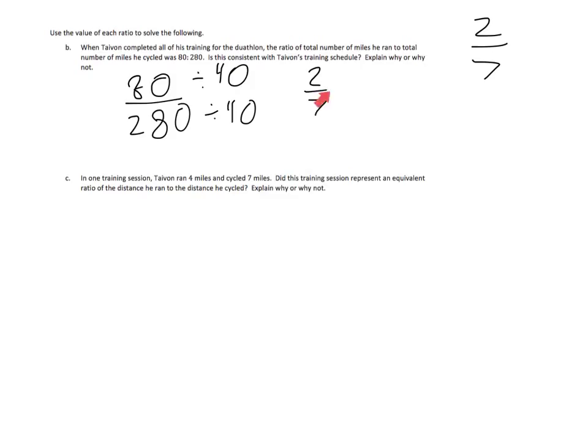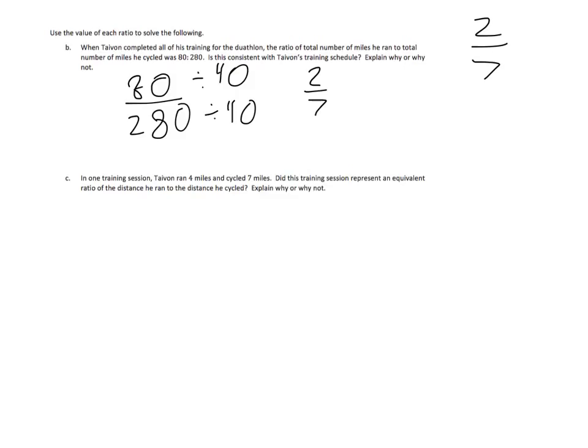So the value is 2/7. If this value is 2/7 and the value before was 2/7, are those two ratios equivalent? Yes. So was his training consistent? Yes. Because the two values were the same, proving that the ratios were equivalent, therefore making his training consistent. Okay, let's look at C. In one training session, Tavion ran 4 miles and cycled 7 miles. Did this training session represent an equivalent ratio of the distance he ran to the distance he cycled? Explain why or why not.